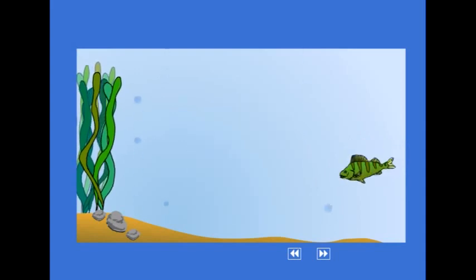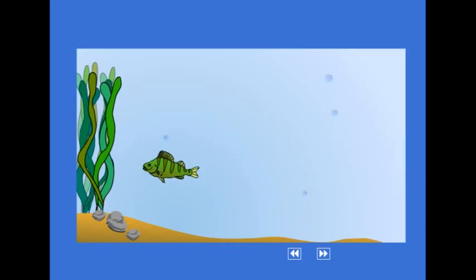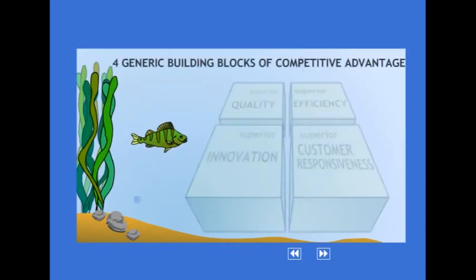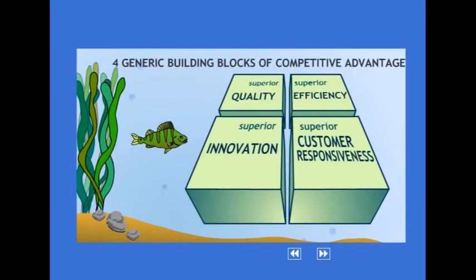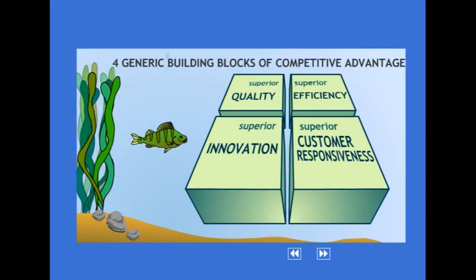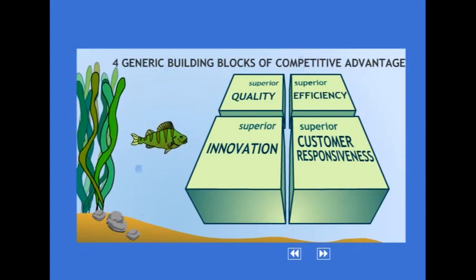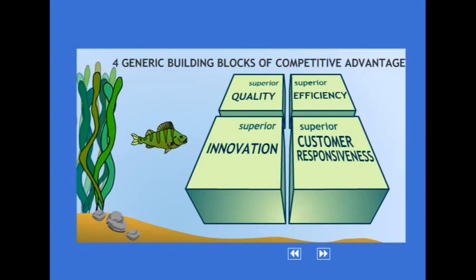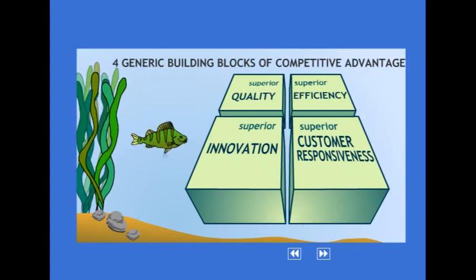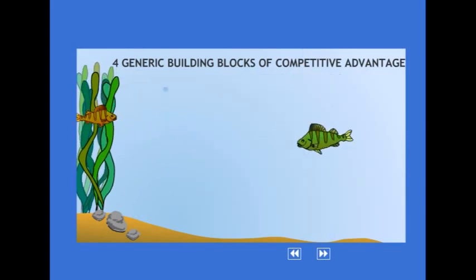You'll also note, and extremely important in this model, as we'll be talking more about it later in this presentation, what is termed the 4 generic building blocks of competitive advantage. They are superior quality, superior efficiency, superior innovation, and superior customer responsiveness. These 4 generic building blocks, if you do these better than your competition, then you will win.